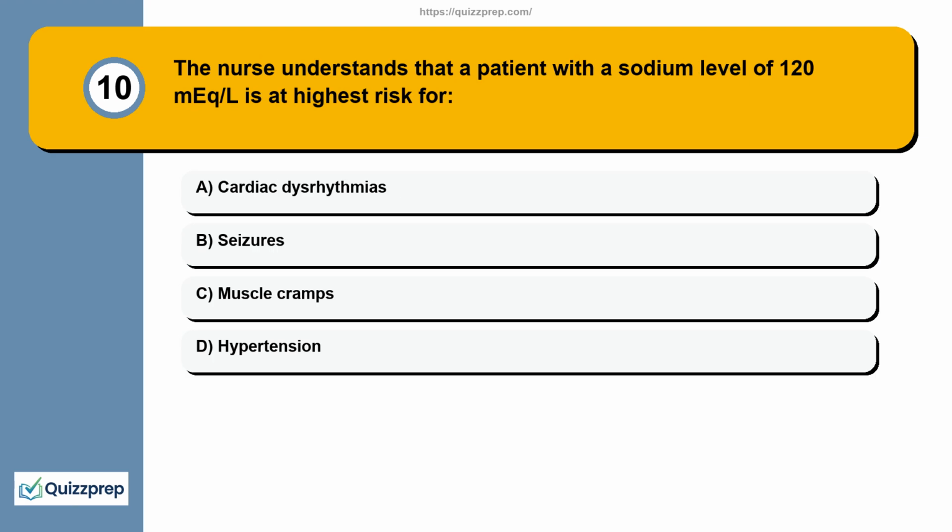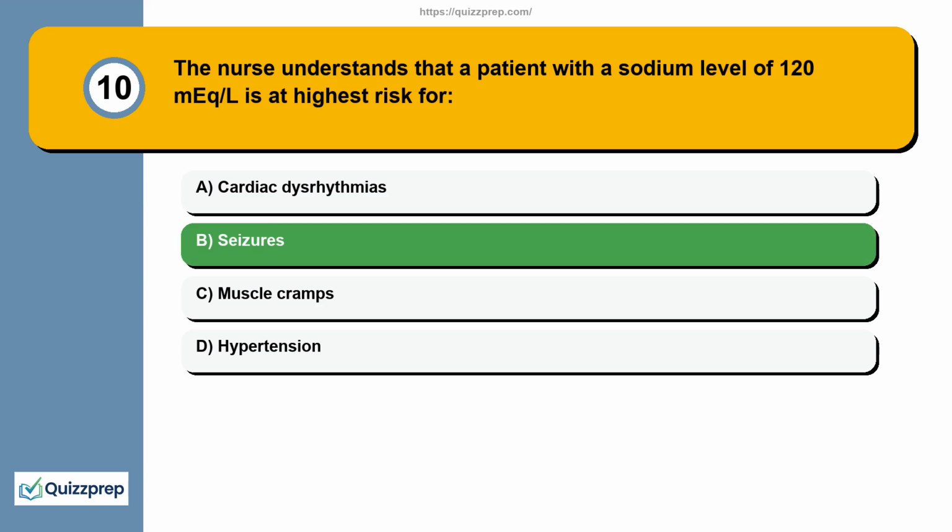Question 10. The nurse understands that a patient with a sodium level of 120 milliequivalents per liter is at highest risk for. Here are your options. Option A. Cardiac dysrhythmias. Option B. Seizures. Option C. Muscle cramps. Option D. Hypertension.